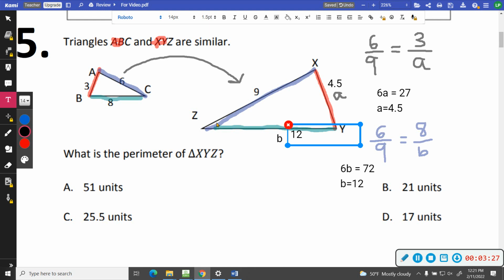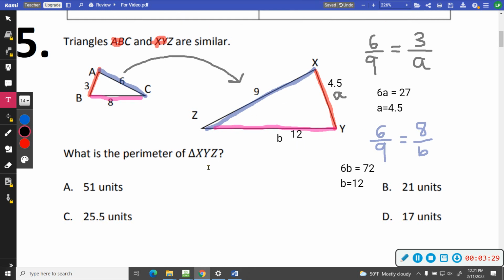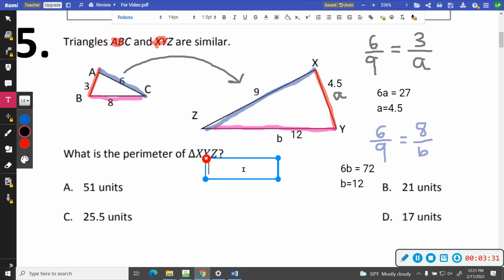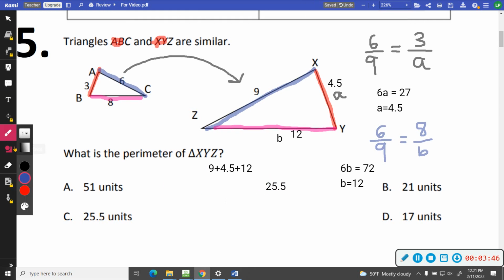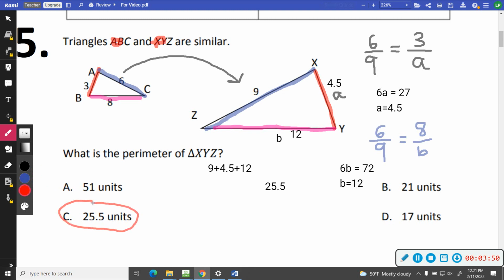They want me to find the perimeter of XYZ, so all I need to do is take 9 plus 4.5 plus 12. And what is 9 plus 4.5 plus 12? That is 25.5. So I just found the perimeter. I am done. The answer would be C.